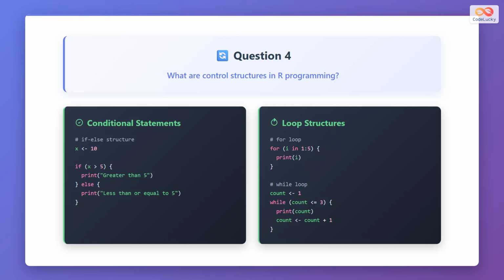Loop structures allow repetitive execution of code blocks. The for loop iterates over a sequence of values, such as looping from 1 to 5 and printing each number. The while loop continues executing as long as a specified condition remains true, such as incrementing a counter until it reaches a certain value. These control structures are fundamental for data processing, iterative analysis, and implementing complex statistical algorithms in R.